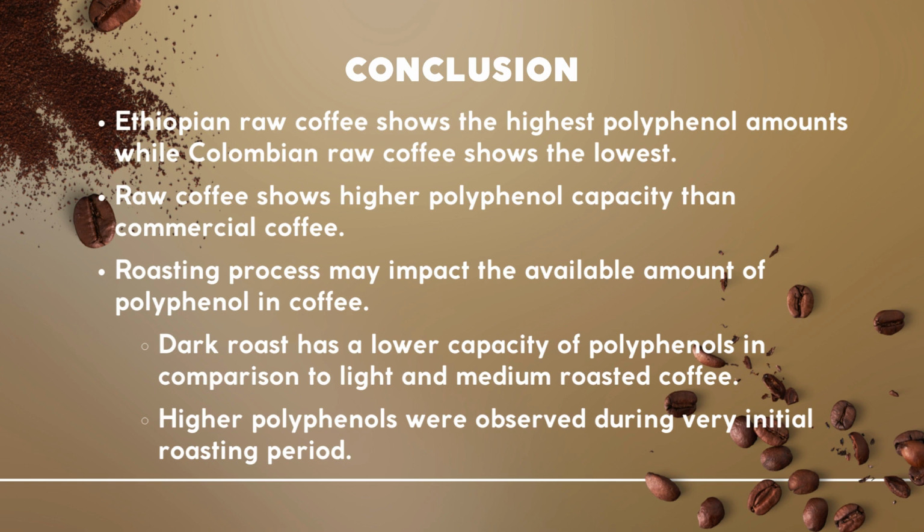In conclusion, raw coffee showed higher polyphenol content, Ethiopian showing the highest, while Colombian showed the lowest. Raw coffee did have higher capacity, and the roasting process may impact the available amounts of polyphenols in coffee. And when it came to commercially roasted coffee, dark showed the lowest capacity of polyphenols compared to light and medium.